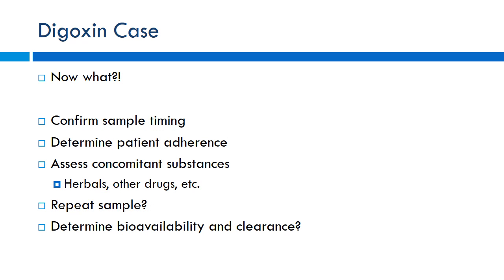So now what? Now what do you want to do? Well, let's confirm the sample timing, make sure all the timing is appropriate, and we see that everything is what we think it is. Look for the patient adherence. So she's like, yeah, taking everything like I'm supposed to, told me to take one time a day, I'm taking it like I should. So you say, okay. And then you're assessing for any of those other substances, and they're like, no, not taking any other kind of substances there. So the question is, should I repeat the sample?